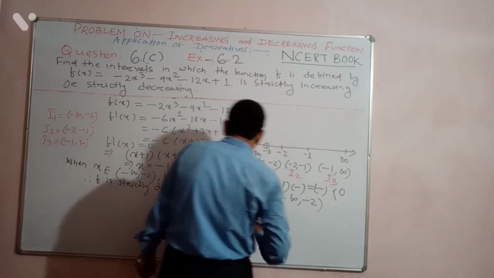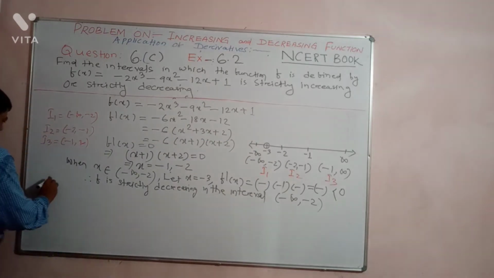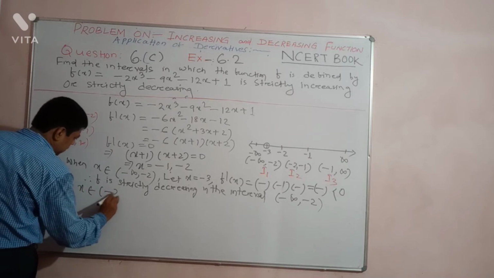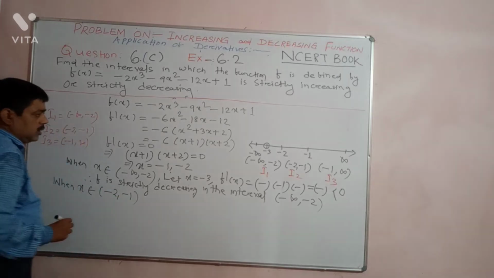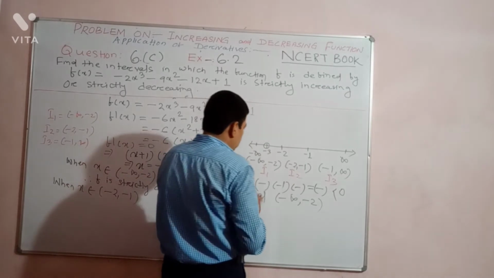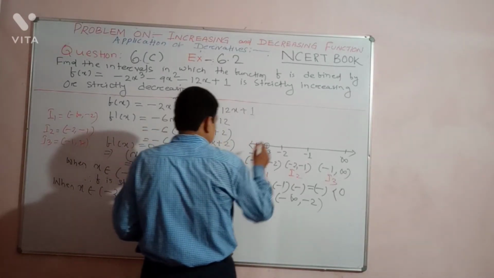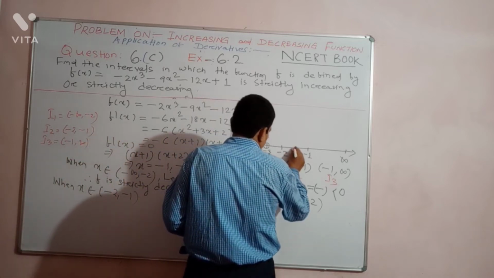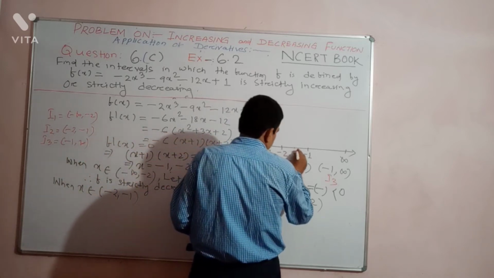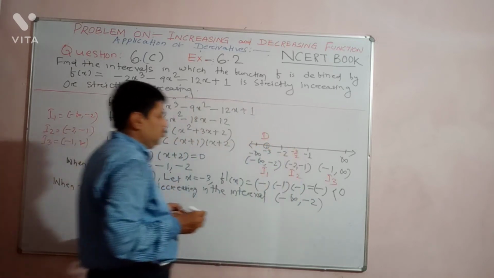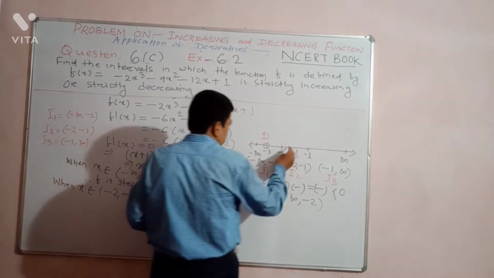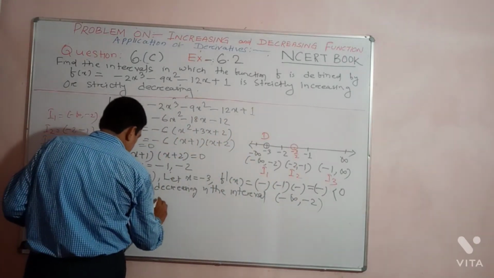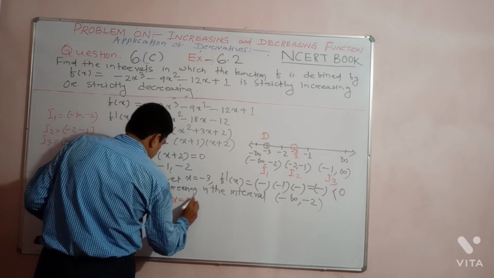Is it clear? Now let's take the second interval, when x belongs to -2 to -1. Let us take a value in this interval. This is -2 to -1, so take -3 upon 2. This value is -3 upon 2. So let x = -3 upon 2.